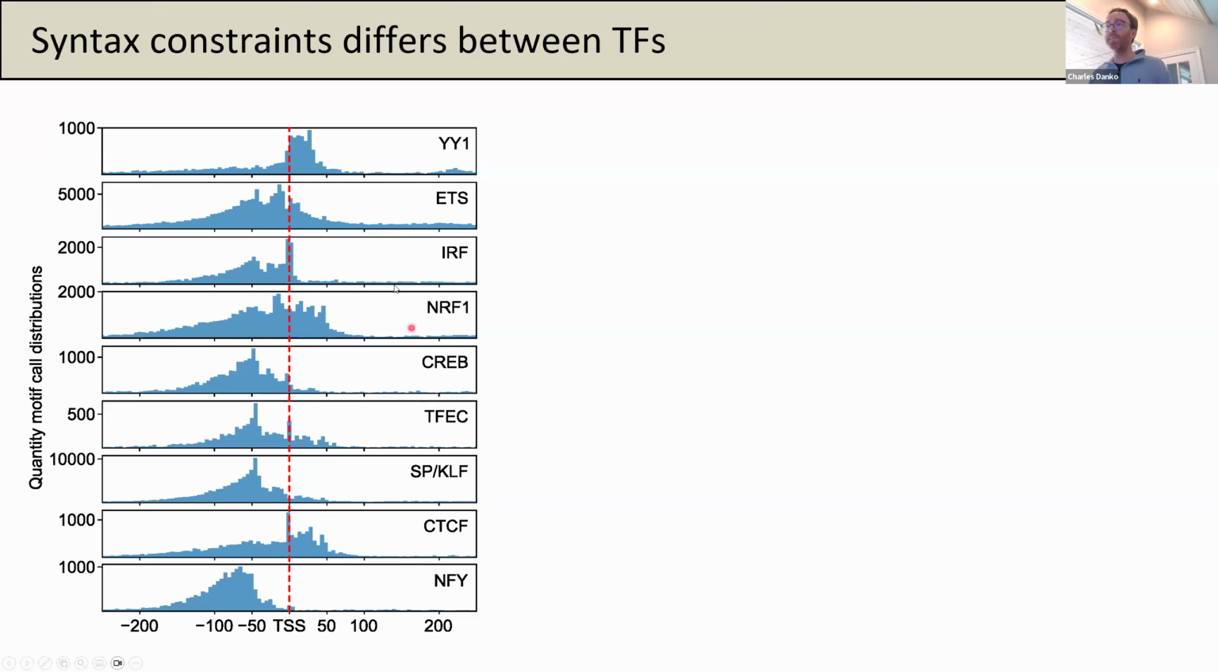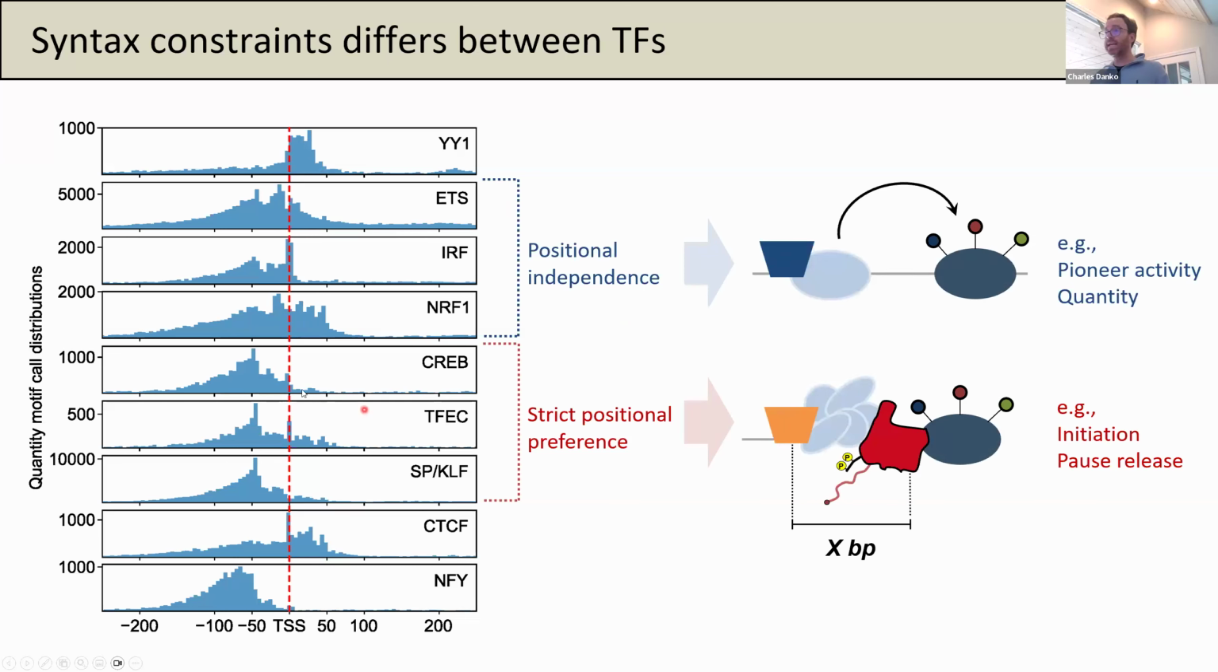I'll gloss over this in the interest of time, but the other point that I want to make is that different transcriptional activators seem to have very different positional profiles relative to that transcription start site. So some show relative positional independence. In other words, they're high across relatively large 100, 150 base pair region within that nucleosome-free region, whereas others are quite peaked. CREB, TFEC, SP/KLF, and YY1 have quite precise positional dependencies, which are picked up by the model. And so one hypothesis that I think is really neat is that perhaps these transcriptional activators have a positional dependence which is important for conveying the function of that transcription factor on its role in influencing the transcription cycle.